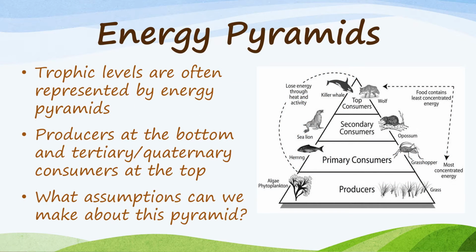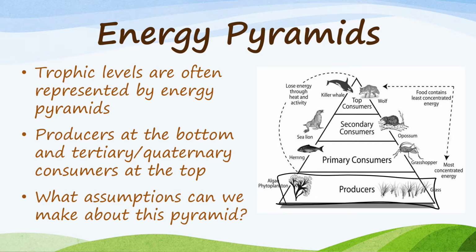Now, our trophic levels are often represented in what we call an energy pyramid. We always put our producers, our autotrophs, down at the bottom, and we put our consumers going higher and higher. The primary consumers are right on top of the producers because they eat the producers.